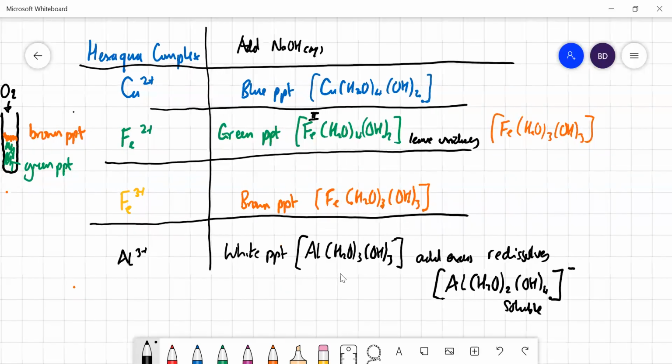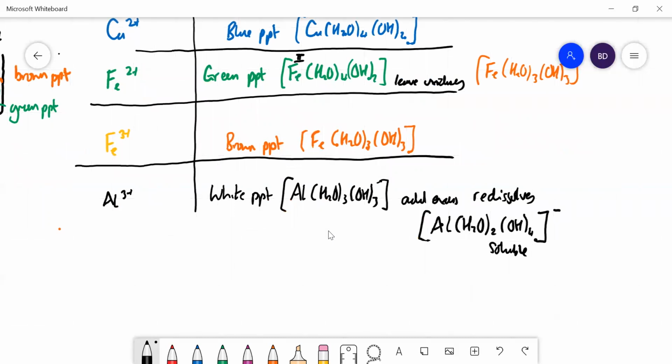Now, if you look in some textbooks, it says that the species that it forms is that. In others, it says that you replace all of those waters with hydroxides and you're going to get Al(OH)6, and of course that would have a charge of 3 minus. It'd also be soluble. If you look in the mark schemes, they don't mind whichever one you write down. I always write down the one with just 4 OH minuses, but either answer is okay.